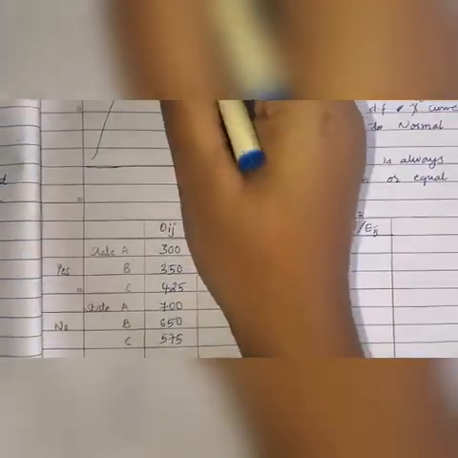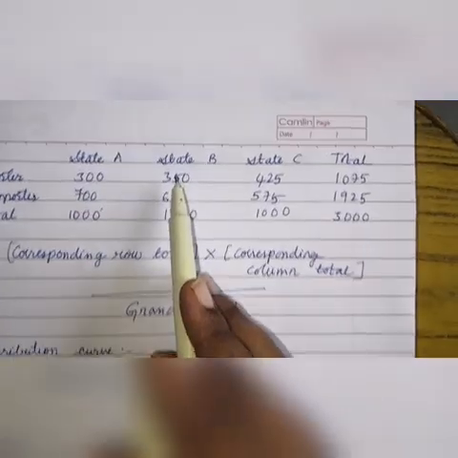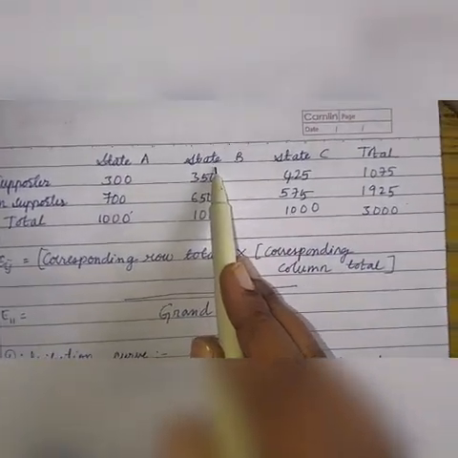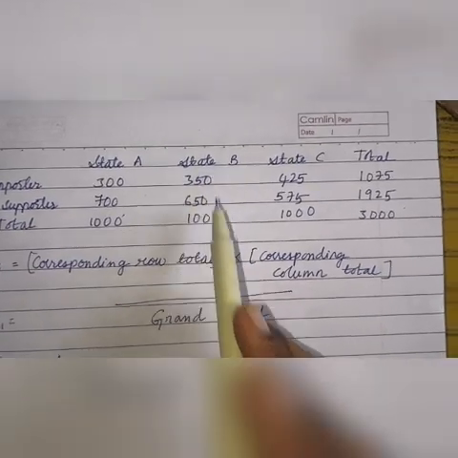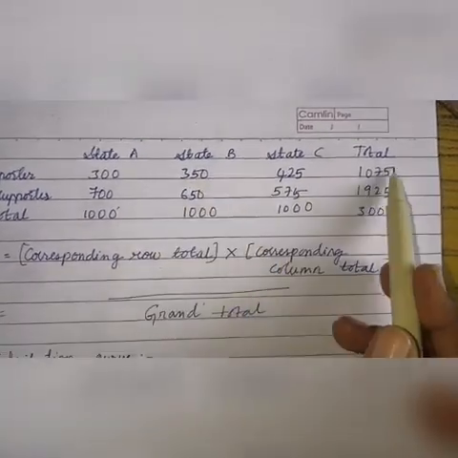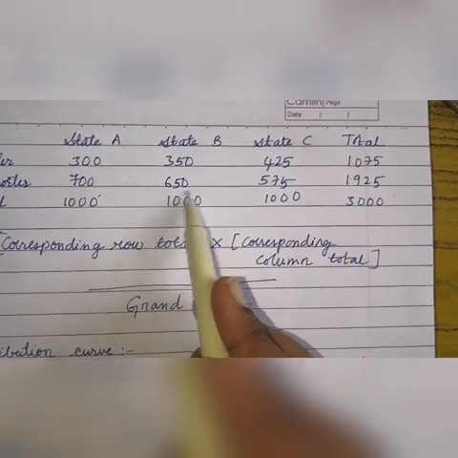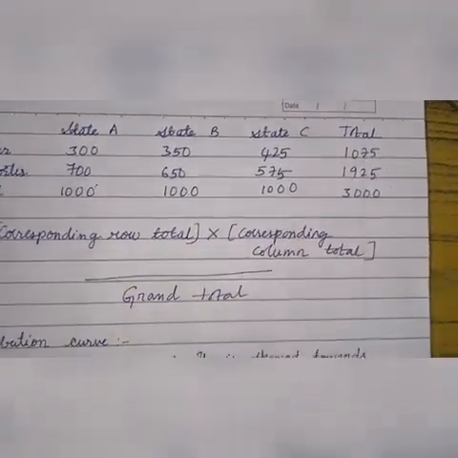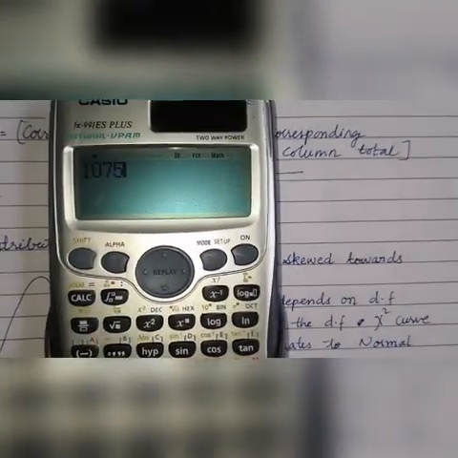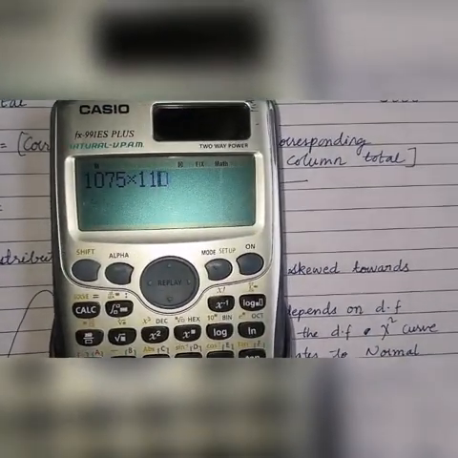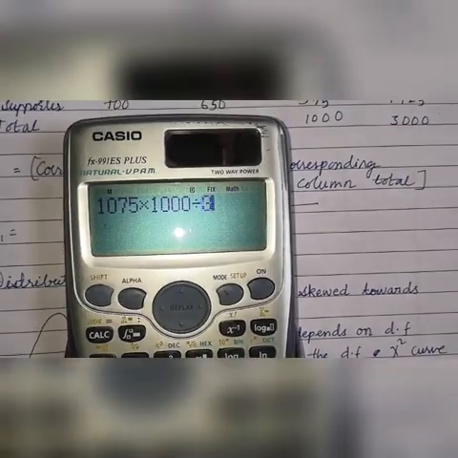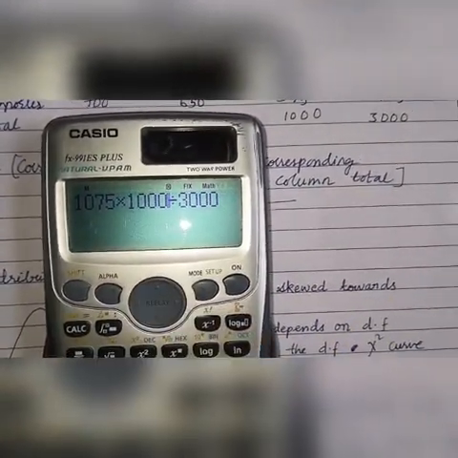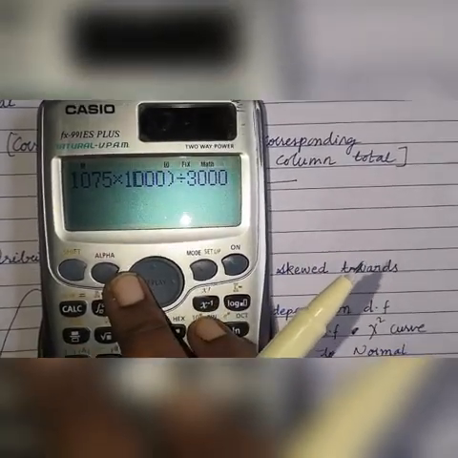358.33. Okay, now the next one, state B, the expected value of this particular cell will be row total 1075 into column total 1000 by 3000. So I'll put this in parenthesis.